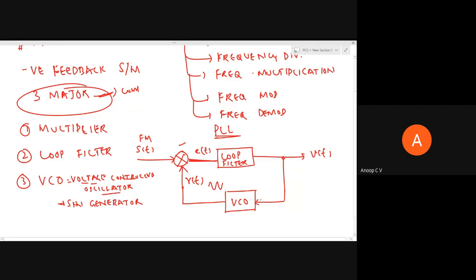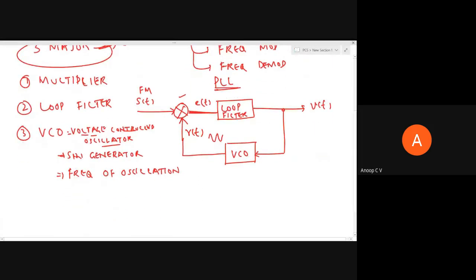So this VCO's input is this V of t, right? Depending upon the control voltage, the frequency of oscillation of VCO will change. That is how a VCO works. So it's a voltage controlled oscillator. What does that mean? The frequency of oscillation changes with respect to control voltage. Maybe I can write it here: frequency of oscillation depends on control voltage.